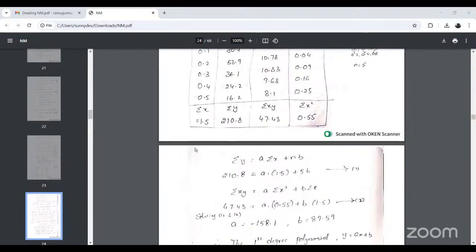And we are getting summation of x, summation of y, summation of xy and summation of x square. So summation of y is a into summation of x plus nb. So all the values we can substitute in the normal equations, and we are getting this one. Summation of xy is a into summation of x square plus b into summation of x.